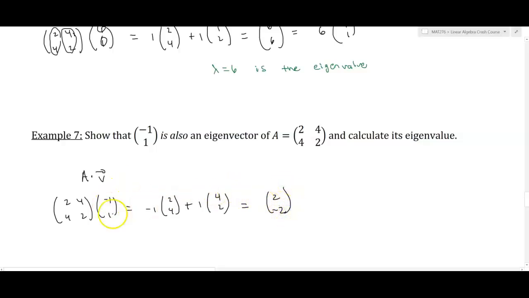At first sight, it looks like one of them is negative, one of them is positive, and the components are the same. If I factor out a negative 2 from this, then I can see that will leave me with a negative 1, 1 vector behind. So negative 2 times negative 1 is 2, and negative 2 times positive 1 is negative 2. And we see that what came out is a scaled version of our original vector. And so therefore I can say lambda equals negative 2 is also an eigenvalue.